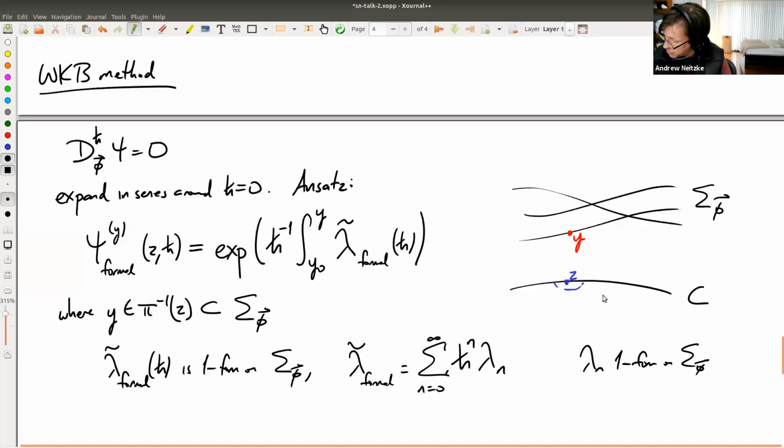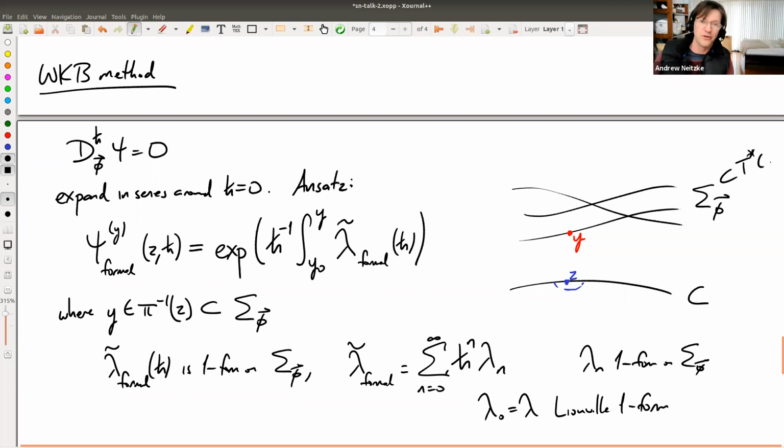And lambda 0 is the one tautological one form that we had in the story, which we used last time, which is just the Liouville one form, right? Because this thing sits inside of the cotangent bundle, it has a canonical one form. And so the picture is that we're going to make a solution where, at leading order, we just integrate that Liouville one form. But then that will not give us an exact solution. And we have to iteratively upgrade it to a series in powers of Hbar.